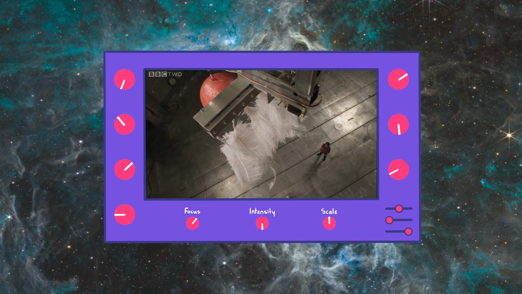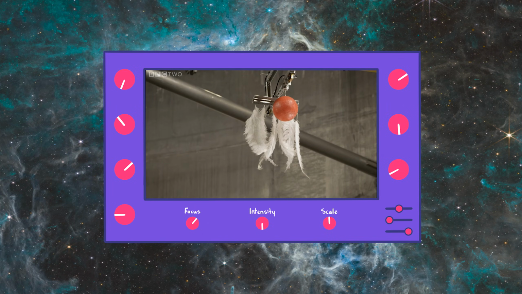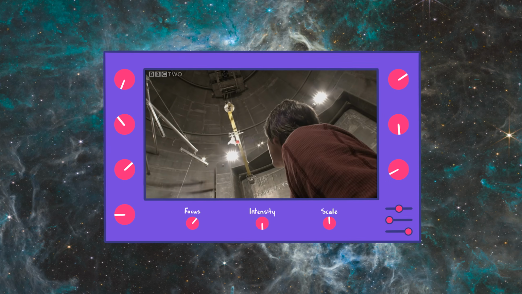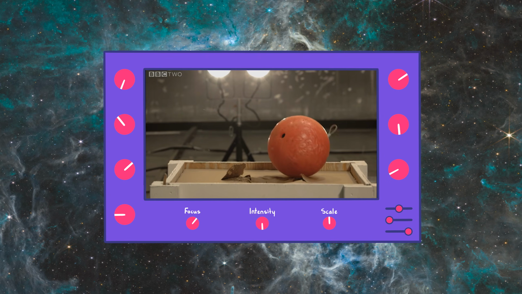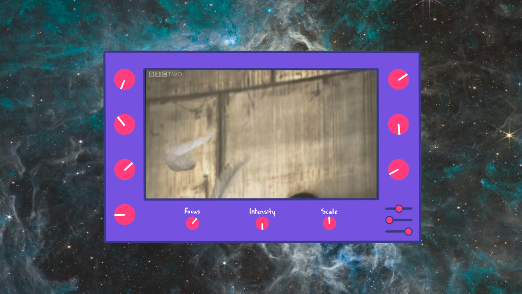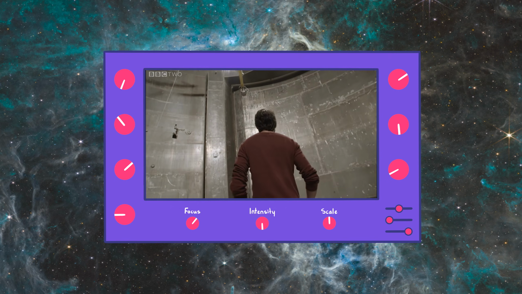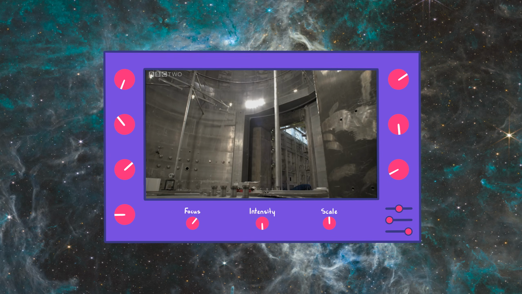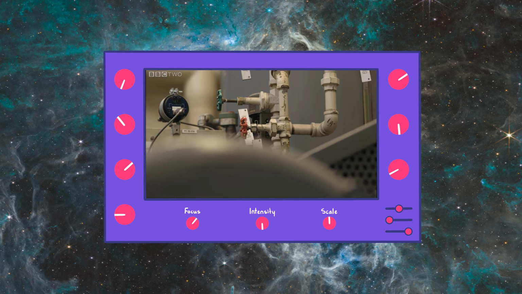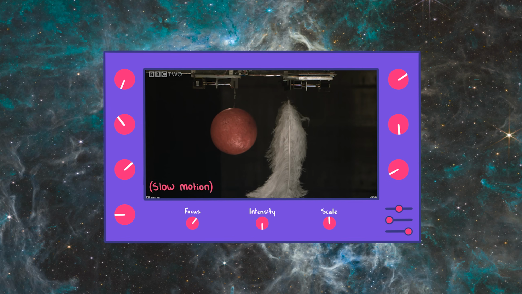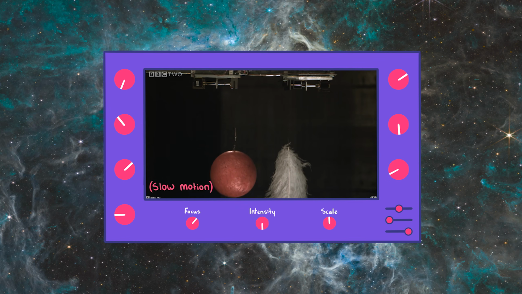Here we see a bowling ball and feathers released to fall at the same time. As you might expect, the bowling ball falls faster, due to the friction with the air having a much greater effect on the feathers. Pumping out the air and repeating the experiment, we see the ball and the feathers accelerate identically, proving that gravity accelerates all objects at the same rate.